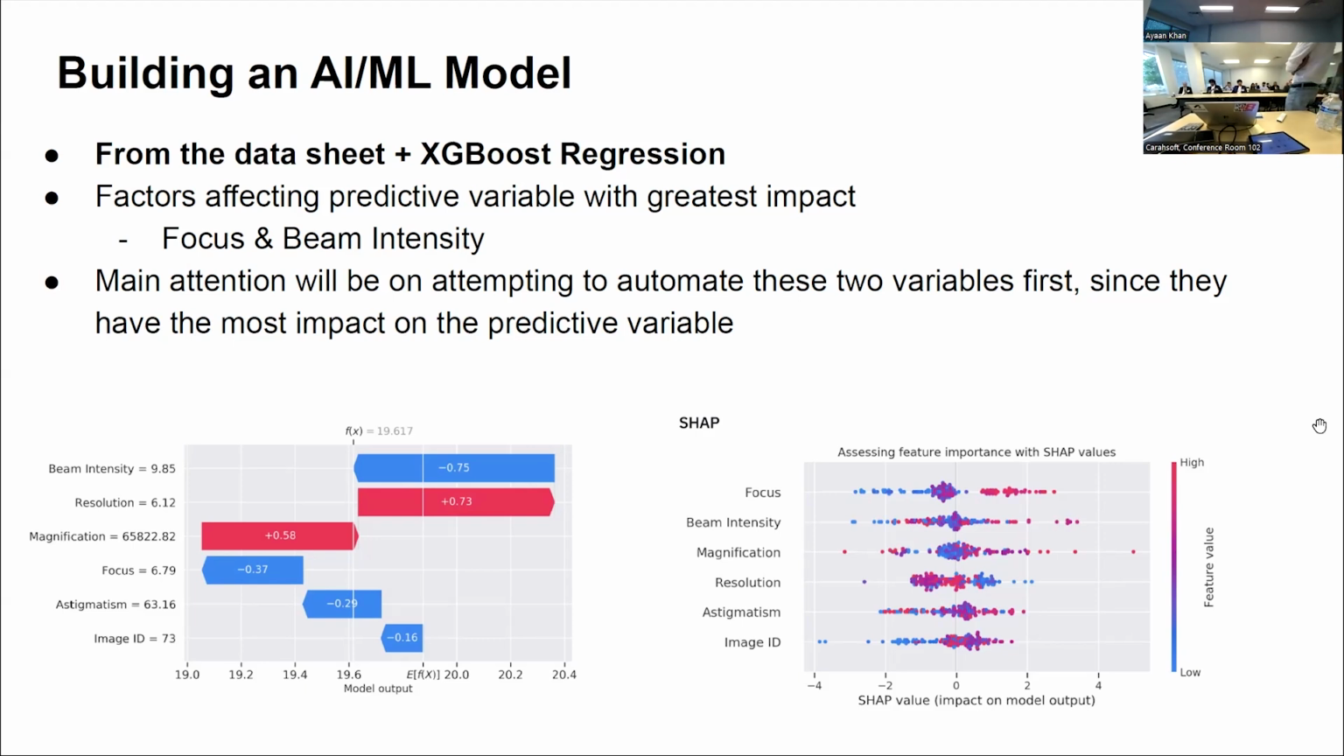I think what resolution is saying is, if I understand it, the higher the resolution, the shorter the time to find the feature you're looking for. So red means higher, right? Blue means lower. So a negative SHAP value means it's lower, lower time to detect it, right? Which makes sense. Right. Yeah.